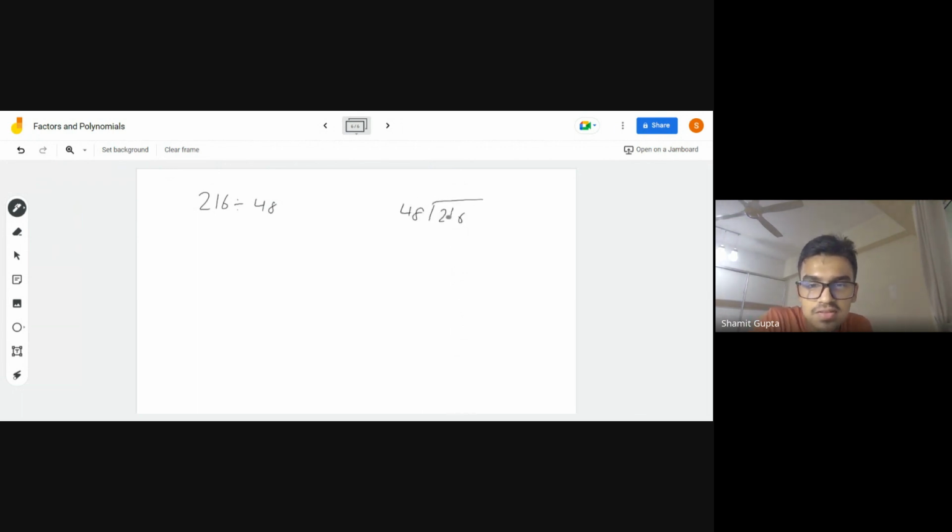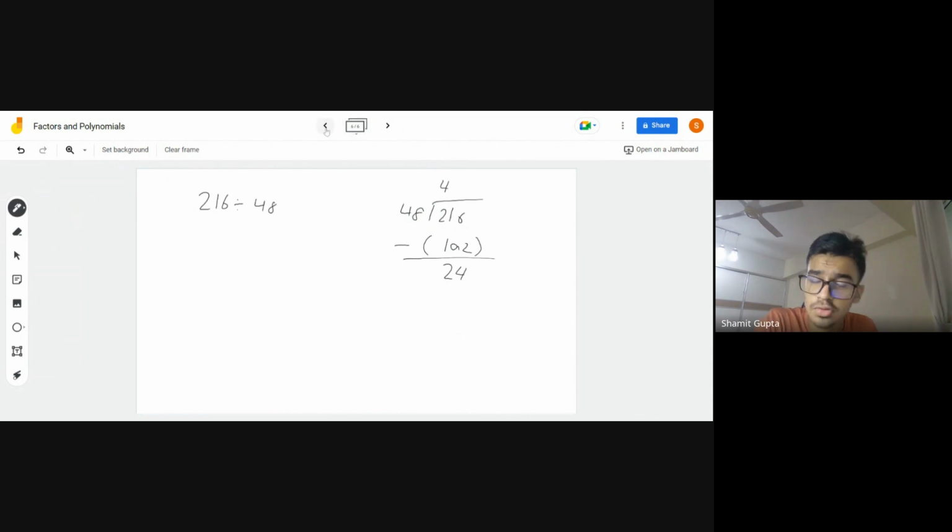So how will you do this? 21 is not working, because 21 is lesser than 48. So take the whole thing, 216. You'll notice 4 is the number. 4 times 48 is 192. You're getting a remainder of 24.